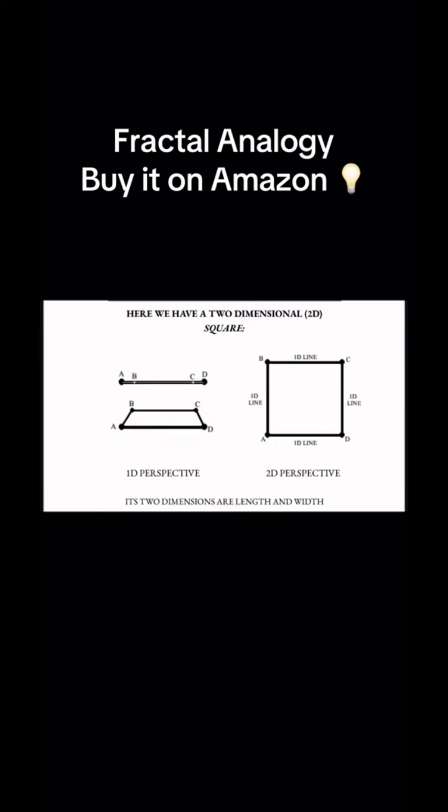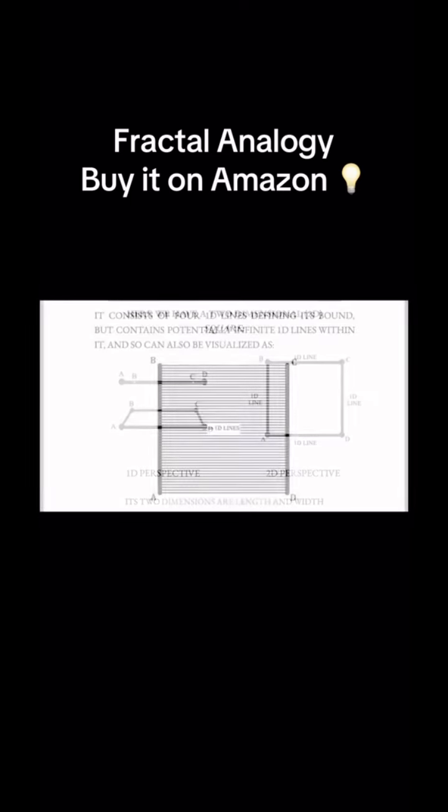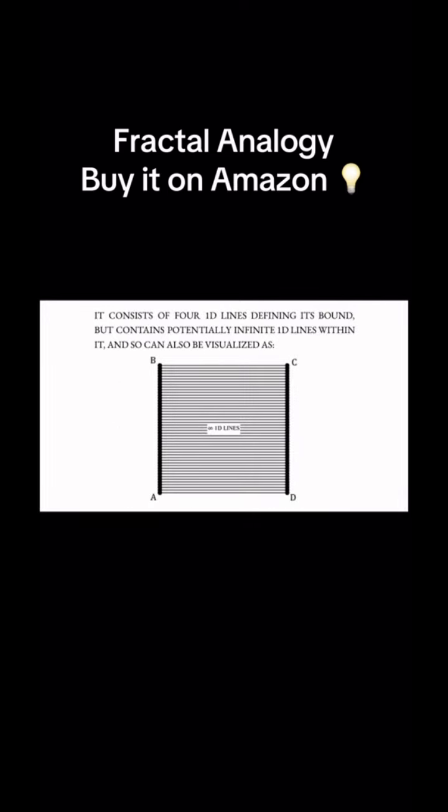Here we have a two-dimensional square. Its two dimensions are length and width. It consists of four one-dimensional lines defining its bound, but contains potentially infinite one-dimensional lines within it, and so can also be visualized as.